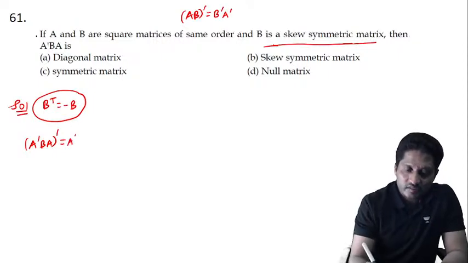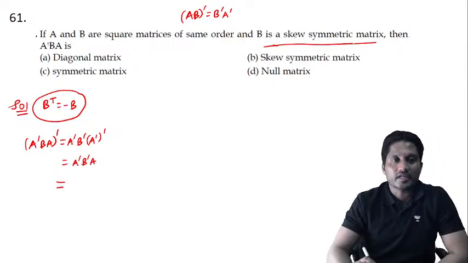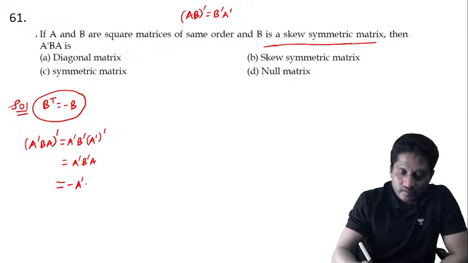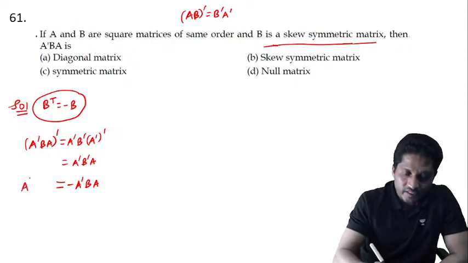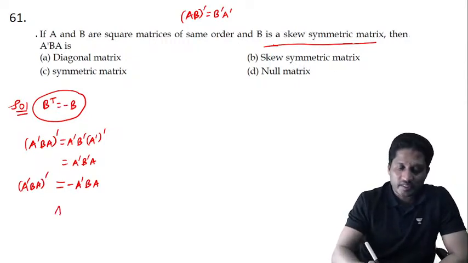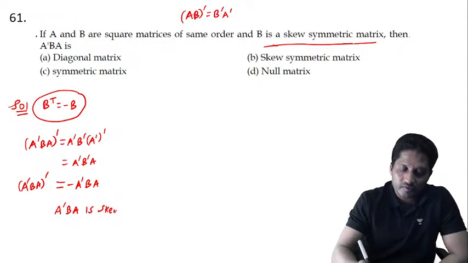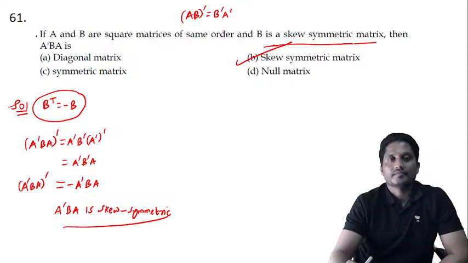So this is A dash, B dash, A dash of dash. So this is A dash, B dash and A. B dash, B transpose is minus B, right? So this is A dash, minus B and A. So you're getting negative of its own transpose. That is, I'm getting (A dash BA) whole transpose is equal to negative of its own transpose. So this means that A dash BA is skew symmetric because I'm getting negative of its own transpose. Isn't it, guys? That's why this is a skew symmetric matrix. Answer is option B.